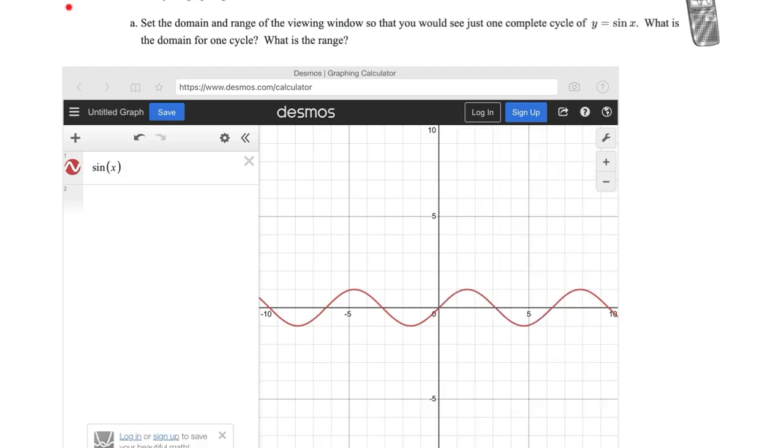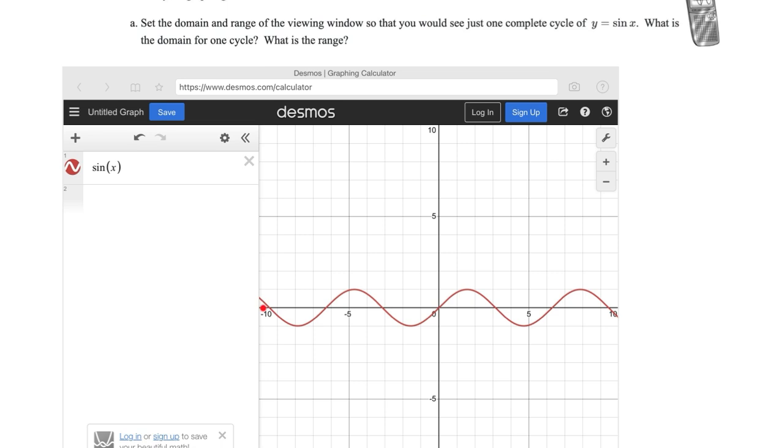All right, let's take a look at this next one, 139. Make sure your graphing calculator is in radian mode for this. I'll show that in just a second. But set the domain and range of the viewing window so that you would see just one complete cycle of this equation, sine of x. So basically, we want to see just one cycle. So one time from here to there in this viewing window.